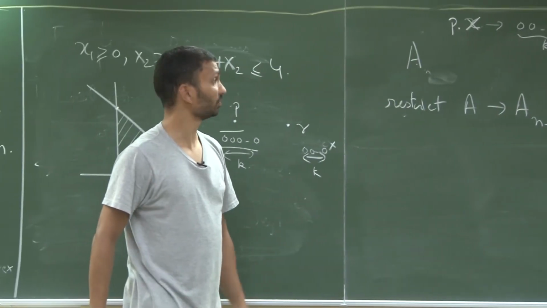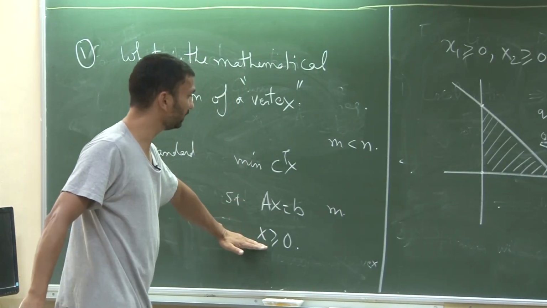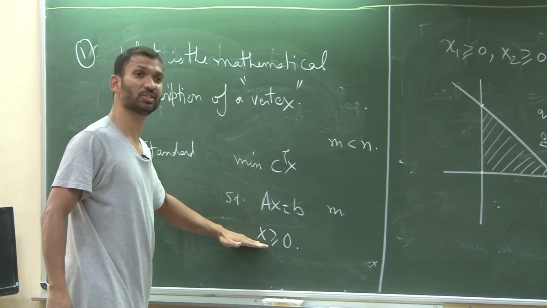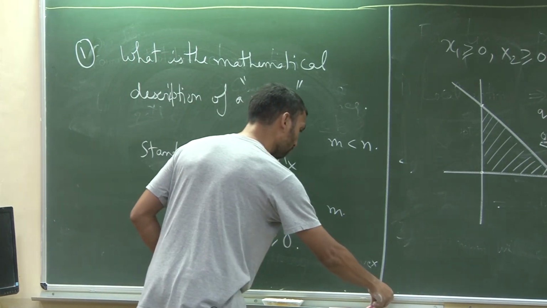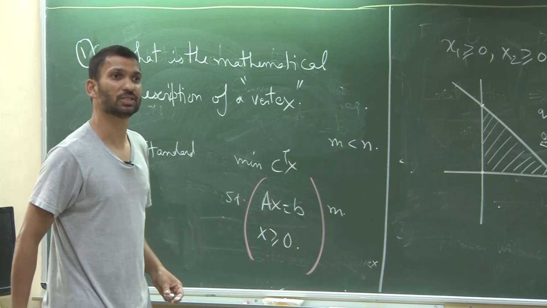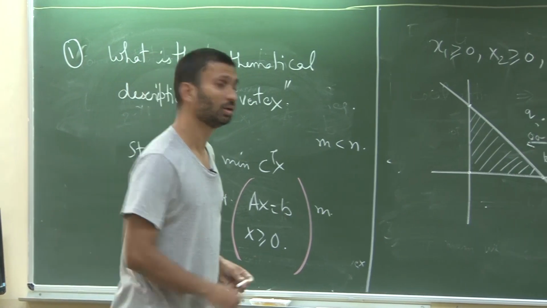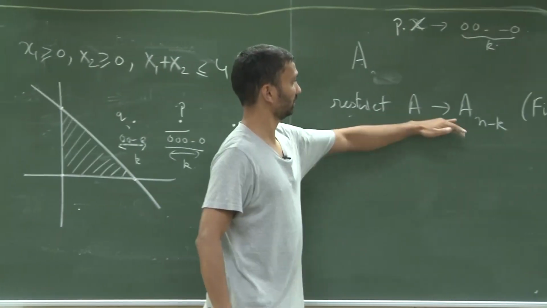What is A again? A is your constraint matrix. This is the linear program. This is the feasible region we want to target. We want to understand the vertex of this set, this polygon. Right? Is this clear?